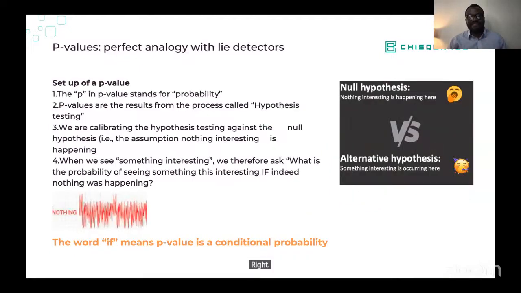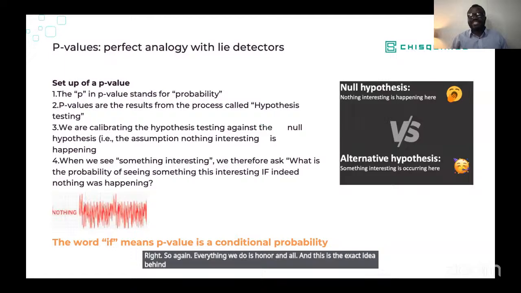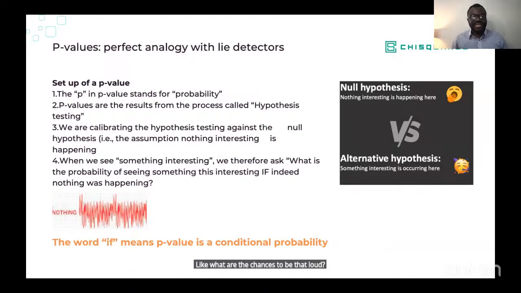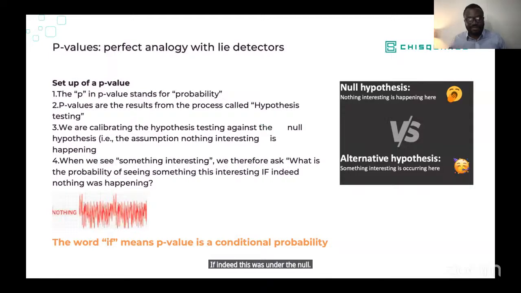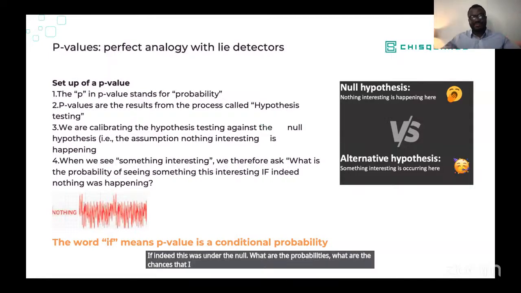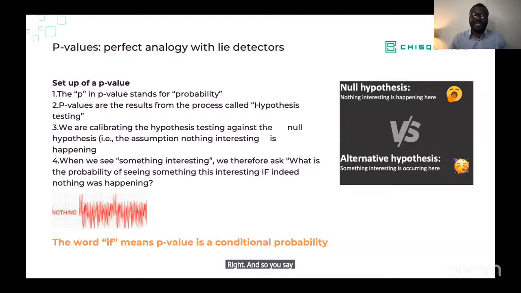So again, everything we do is under the null, and this is the exact idea behind p-values, right? That's why we have the word if in probability. The player asks himself, if this was not the referee's whistle, what are the chances it would be that loud? So if you're talking about p-values and you have not used the word if, you have not completed the explanation, because the idea is that if indeed this was under the null, what are the chances that I will see what I am seeing right now? And so you say, okay, the chances are very, very small, and that's how you make a decision.